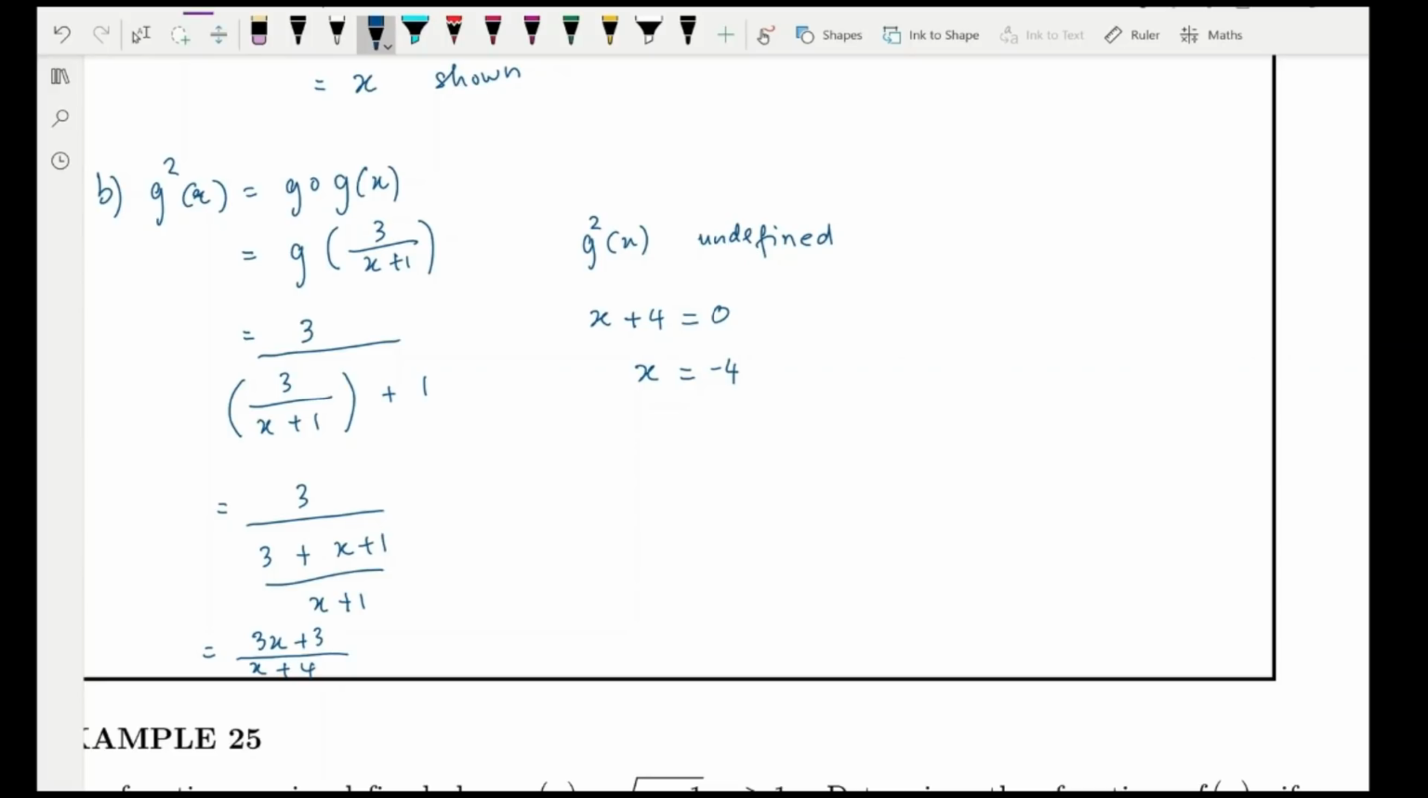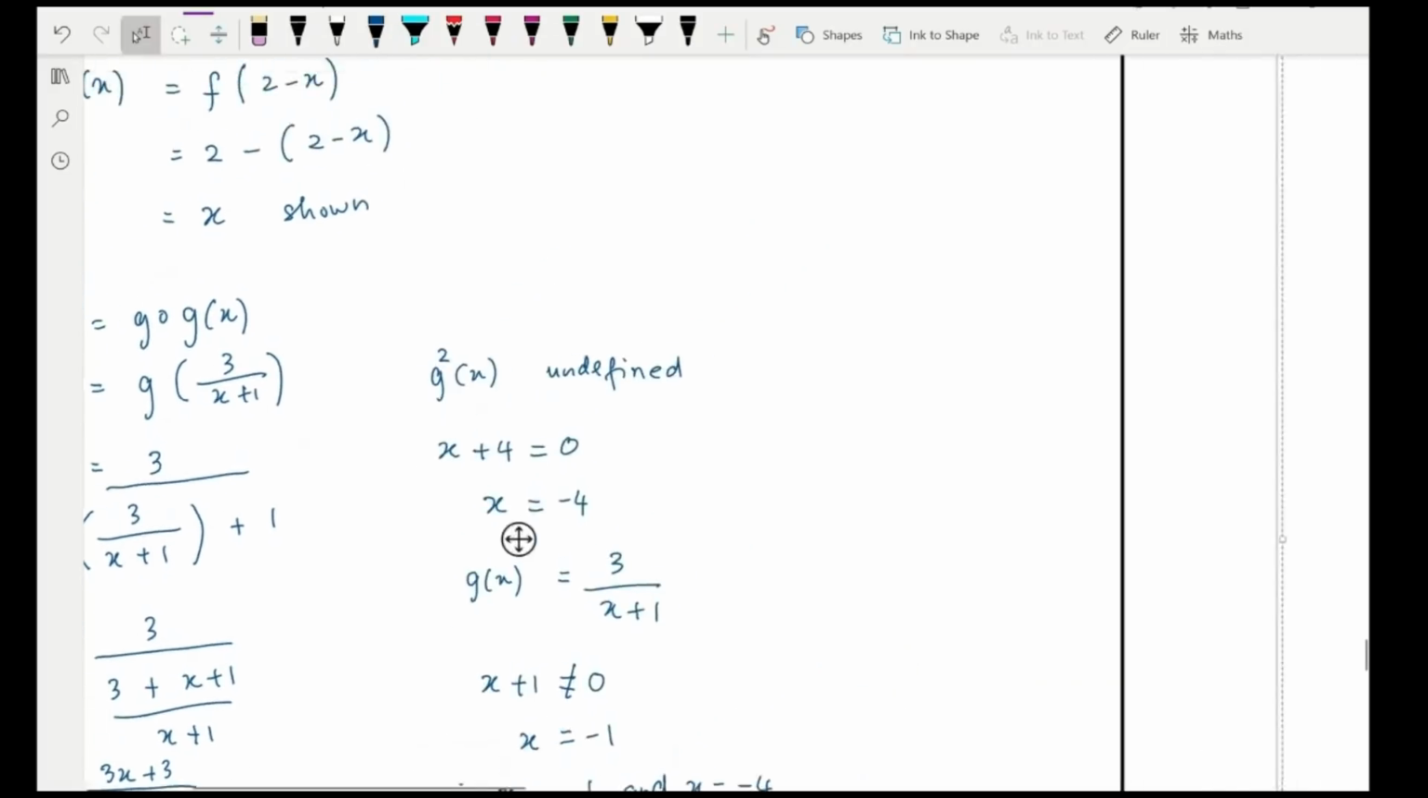And then another one, from g, we noted that 3 over x plus 1, so also the denominator must not equal to 0. So x equal to -1. This is two values when g squared x is undefined. Therefore, x equal to -1 and x equal to -4.